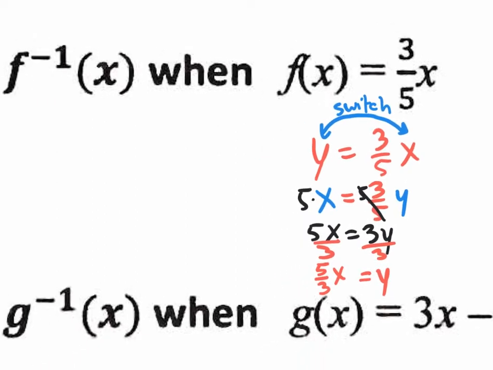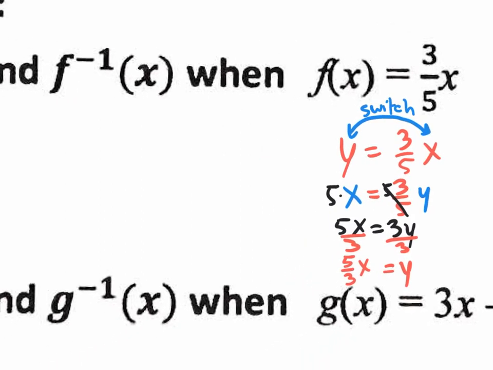Now, with the appropriate notation, we would write it like this: f with that little negative 1 as an exponent, but it's not really an exponent. That's just saying the inverse of f of x is 5/3 x.